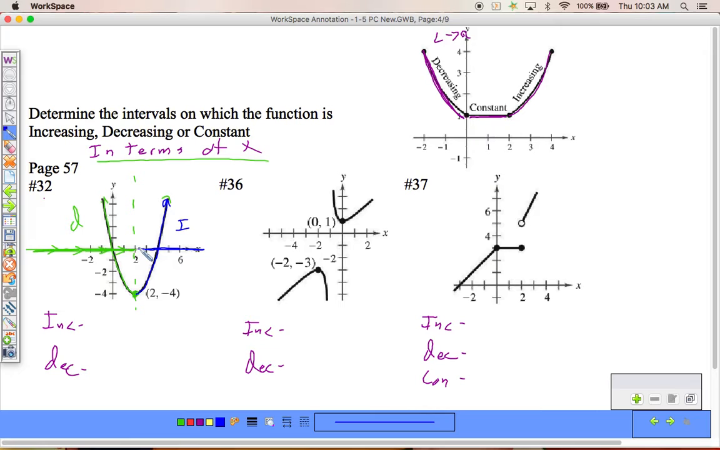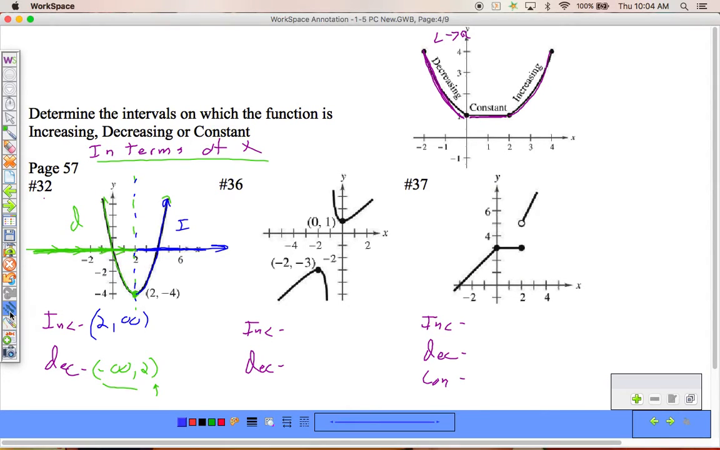So writing my interval for decreasing, it's from negative infinity to positive 2, parentheses, parentheses. If you put a bracket on the 2, I'm okay with that, but I would prefer parentheses. And to the right of 2 to infinity, my graph is increasing. So you've got to decide where the graph changes directions, and then write the intervals in terms of x. To the right of 2, which is greater than 2, it's increasing. To the left of 2, or less than 2, it's decreasing.